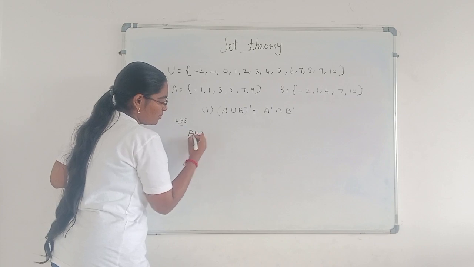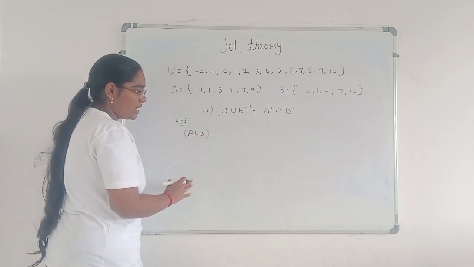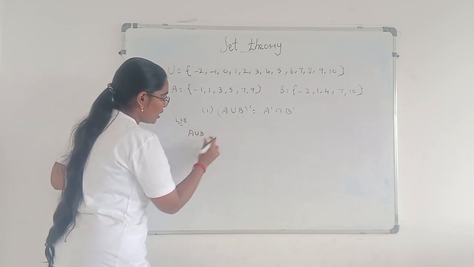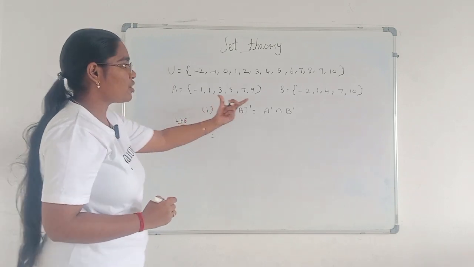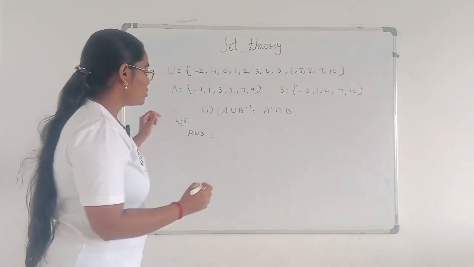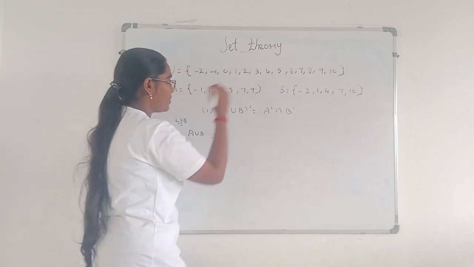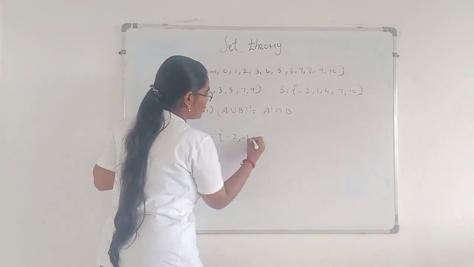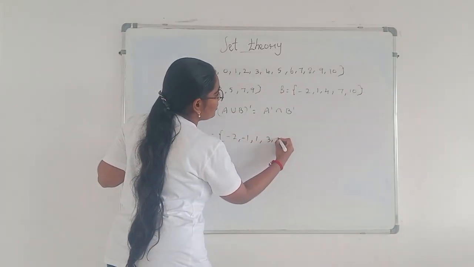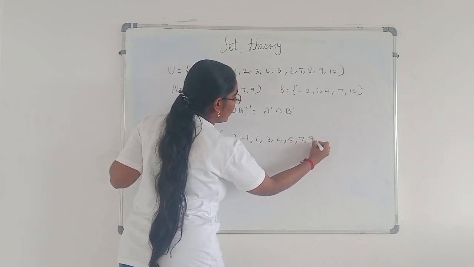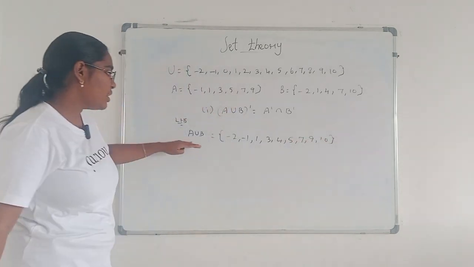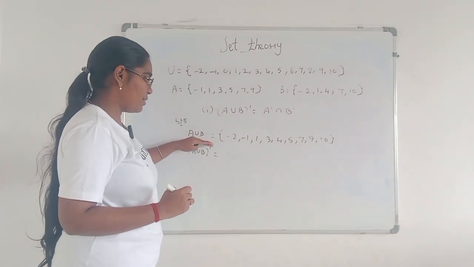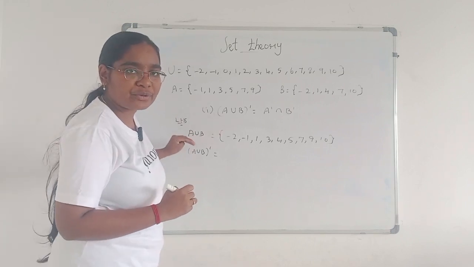A union B, the whole complement, we have to find. So, first find A union B. A union B denotes the combination of A and B. So, while we are combining the sets A and B, we will write -2, -1, 1, 3, 4, 5, 7, 9 and 10. Next, (A union B)' denotes the elements which are not in A union B.